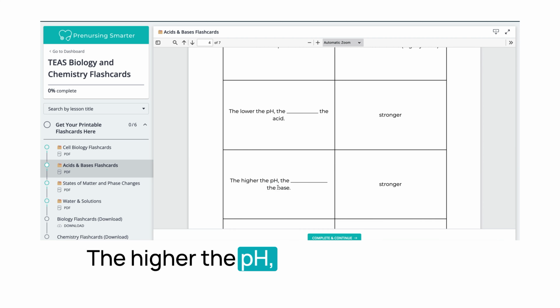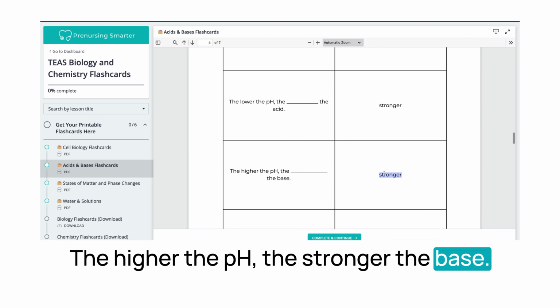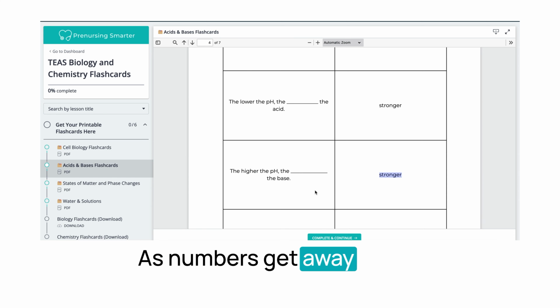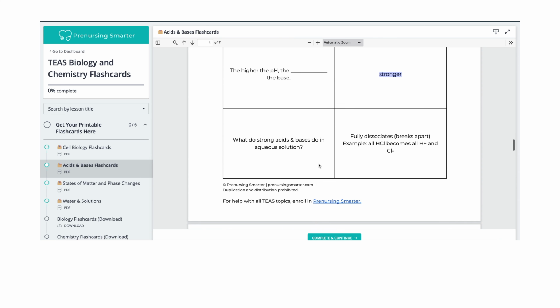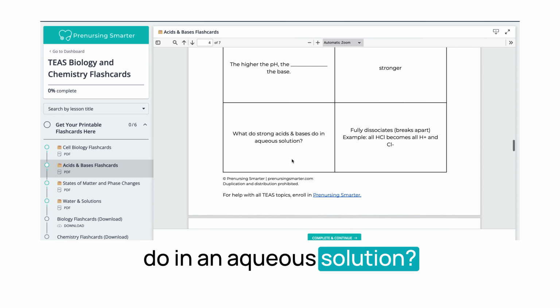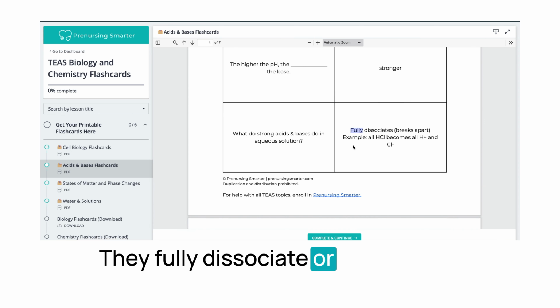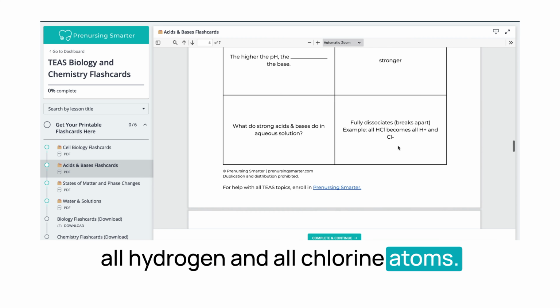The higher the pH, the stronger the base. As those numbers get higher, away from 7, they are stronger bases. What do strong acids and bases do in aqueous solution? They fully dissociate, or break up. For example, hydrochloric acid becomes all hydrogen and all chlorine ions.